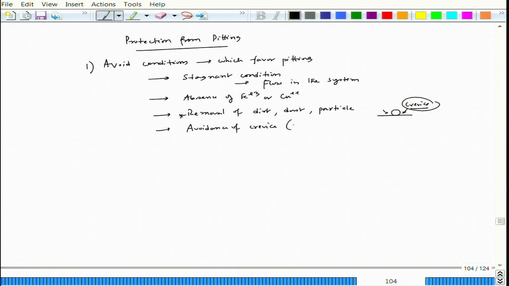So the avoidance of crevice means avoiding sharp corners. Because for example, if we have this kind of appearance of a particular metal surface, the pit can start here. If a metal surface is uneven, these are the points where a pit can initiate. So that is what the sharp corners or grooves are, grooves is the better word. Those grooves are to be avoided.